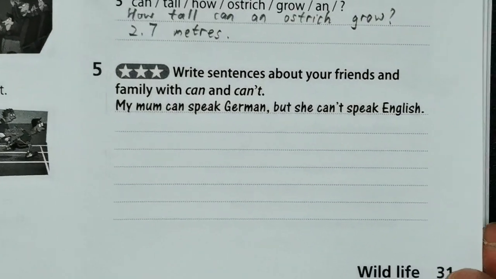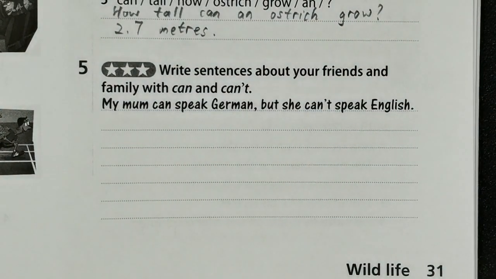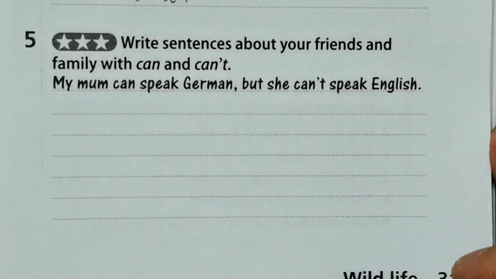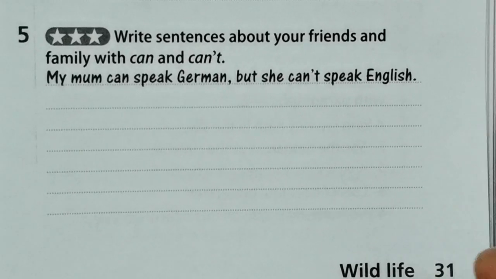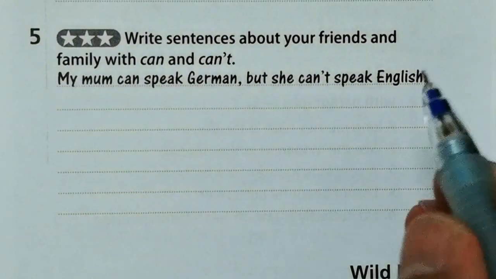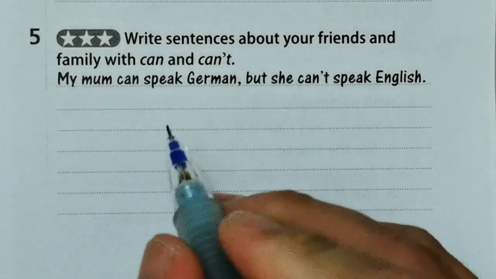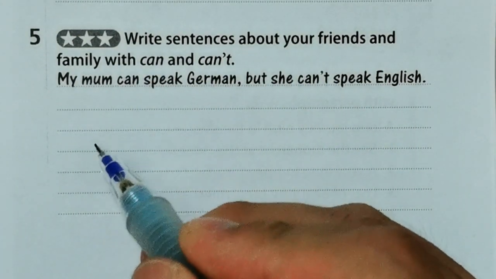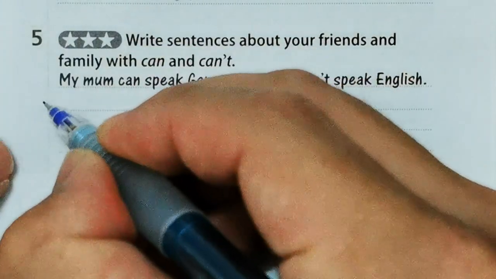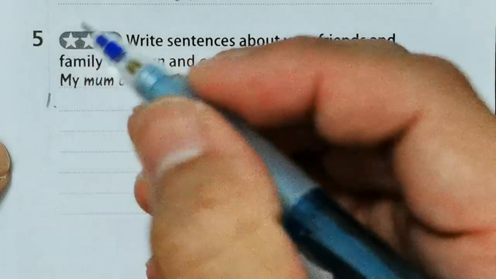And then we have this one, maybe I maximize it a bit. Activity 5: write sentences about your friends and family with can and can't. Give an example: my mom can speak German, but she can't speak English. I will advise you not to change just the language, and then you write my sister, my brother, etc. I think you need to try something different, maybe some activity, maybe cook.